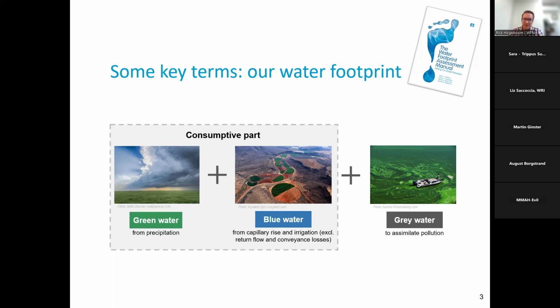So very basic, we typically distinguish between these three sources, green, blue, and gray, where green refers to rainwater that doesn't become runoff, very important for food production. Blue water refers to surface and groundwater, and that includes irrigation water. And then gray water is a measure for water pollution.